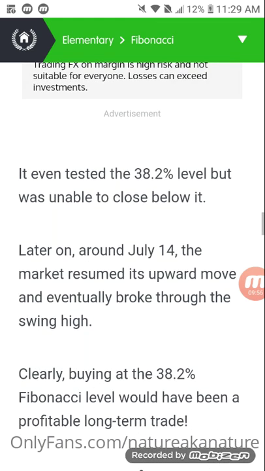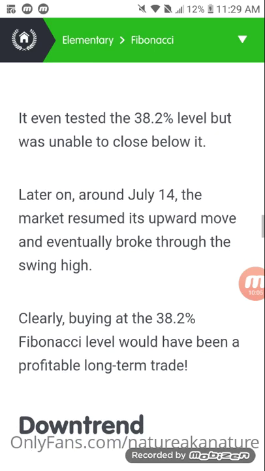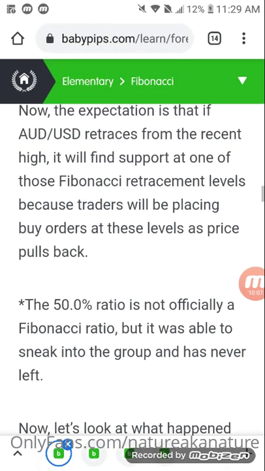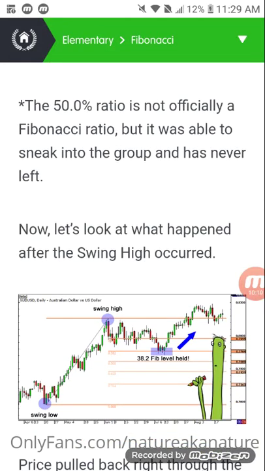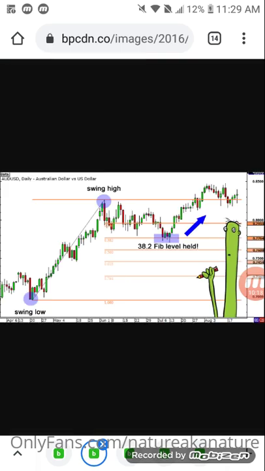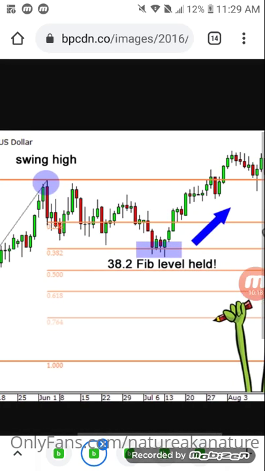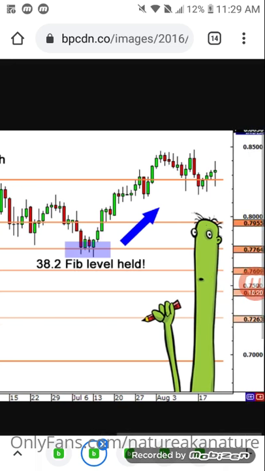Later on July 14th, the market resumed upwards, and the move eventually broke through the swing high. This is the swing high. Eventually, you can see price broke through the swing high and kept on going further up.